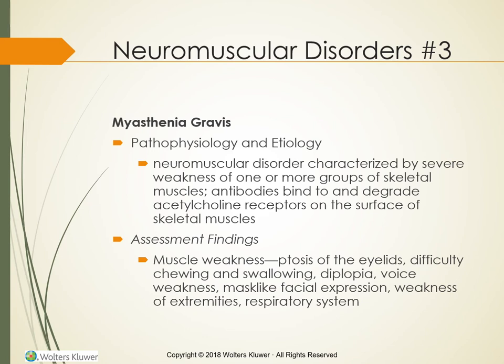Assessment findings. Muscle weakness varies depending on the muscles affected. The most common manifestations are ptosis, which is drooping of the eyelids, difficulty chewing and swallowing, diplopia, voice weakness, mask-like facial expression, and weakness of the extremities. The respiratory system is also affected. During a myasthenic crisis, the client experiences increased muscle weakness, respiratory distress, decreased tidal volume, and difficulty talking, swallowing, and chewing.